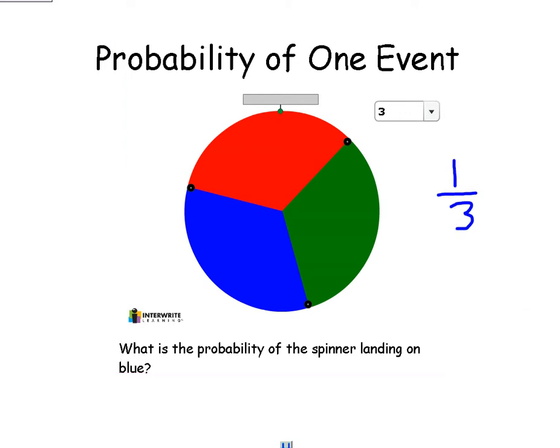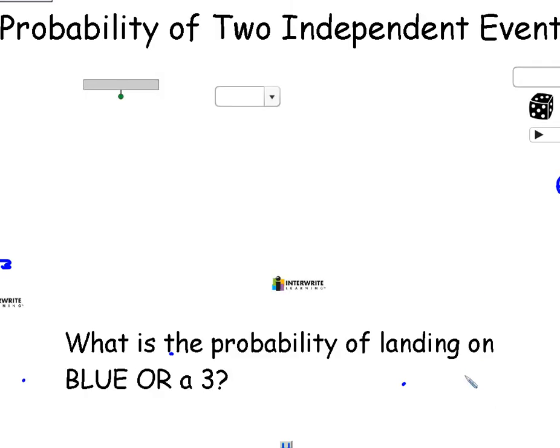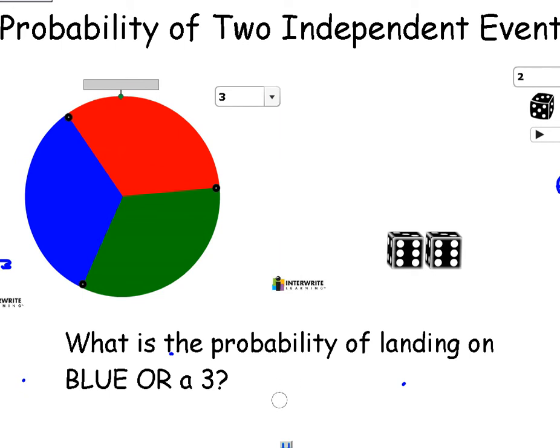And what this also means is if I rolled 30 times, I should get 10. If I roll 300 times, blue should come up 100 times. 1 in 3 probability. Let's make it a little more interesting. What's the probability of two independent events? Now, the two phrases we're looking at are or and and.